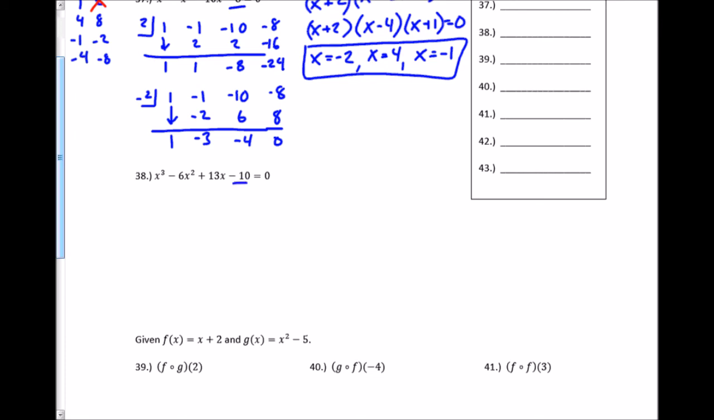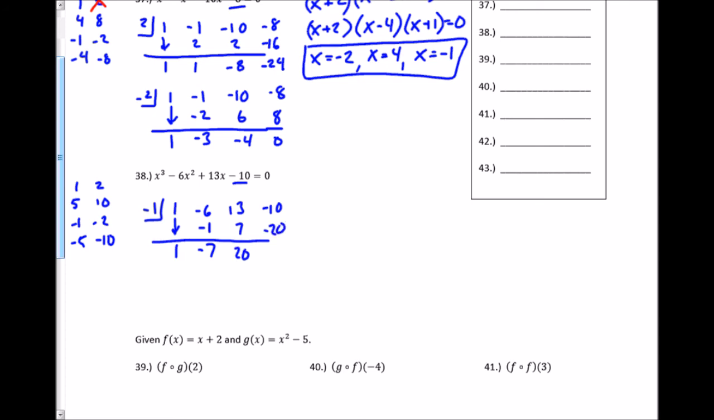Now I'm looking at factors of negative 10. So 1, 2, 5, and 10, and then the negative versions of each of those. And I just take a guess. Maybe I'll guess something like a negative 1. So I bring down the 1. I multiply. I add straight down. I multiply. I add straight down. I multiply. I add straight down. And that one didn't work.